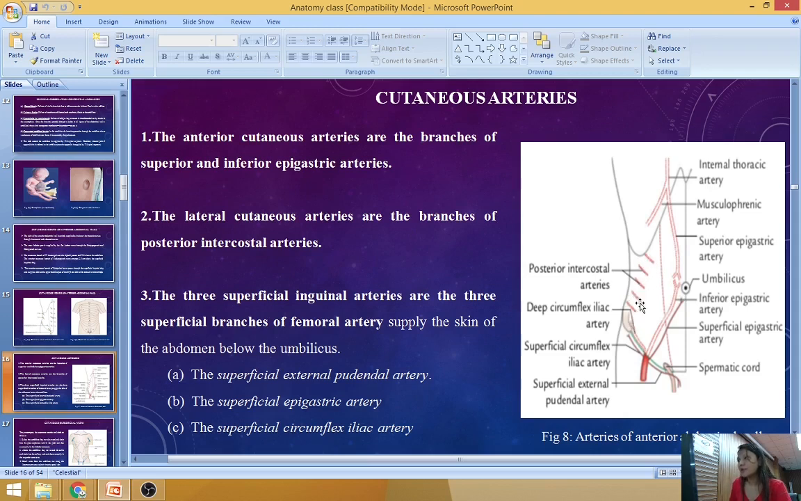So from here you have the lateral cutaneous branches, and also three superficial inguinal arteries, which are the branches of the femoral artery. They are superficial external pudendal, superficial epigastric, and superficial circumflex. Here you have the superficial external pudendal, this is the superficial circumflex, and this is the deep circumflex. So mostly, the cutaneous arteries are the superior and inferior epigastric, the anterior cutaneous branches, then the posterior intercostal arteries, lateral cutaneous branches, and superficial branches of the femoral artery, which are superficial external pudendal, superficial epigastric, and circumflex iliac.